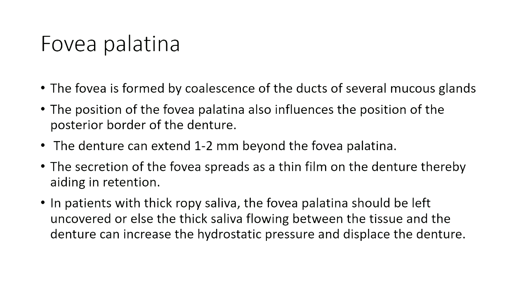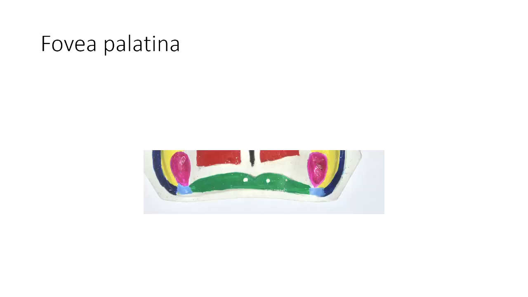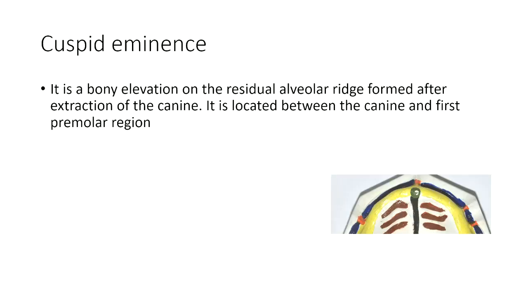Okay, and we discussed earlier, the ropey saliva has an opposite effect. So if there is thick ropey saliva, we are not supposed to cover it. Otherwise, we are supposed to cover it, and we have to extend the posterior border of your denture 1 to 2 mm beyond your fovea palatinae. Now this image shows the presence of the white spots, and the green part is your fovea palatinae.